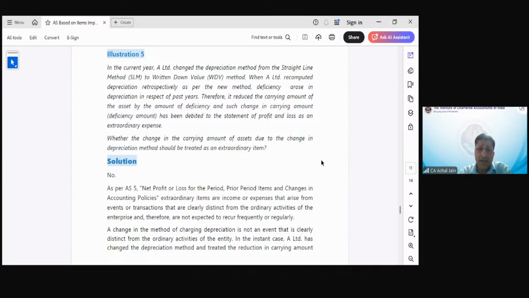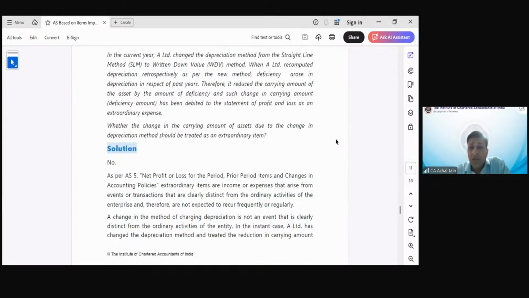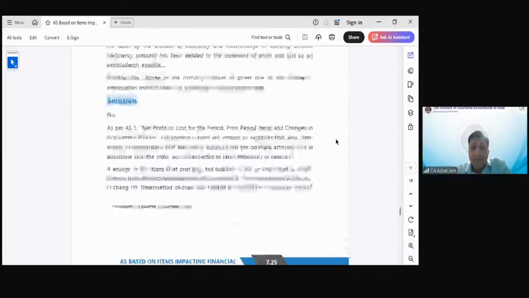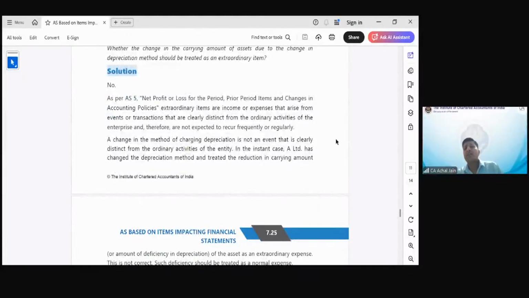You can also explain what an extraordinary item is, right? So therefore, clearly, when you change the method of depreciation, it doesn't meet the requirement of the definition of an extraordinary item. So therefore, it will not be an extraordinary item for sure. Correct?